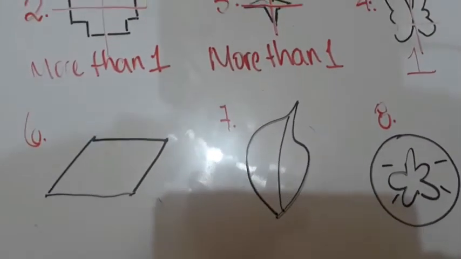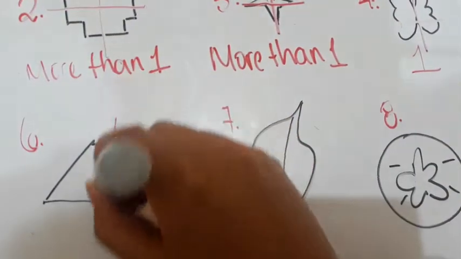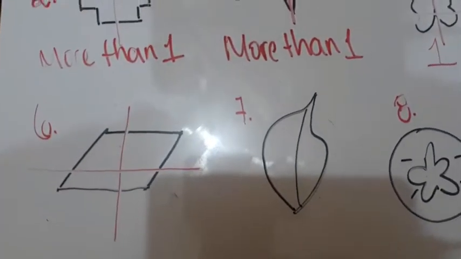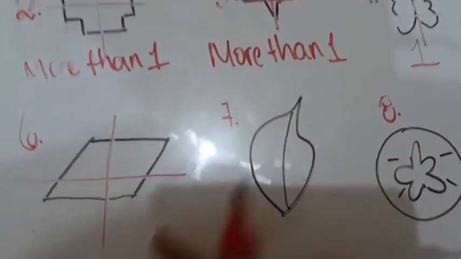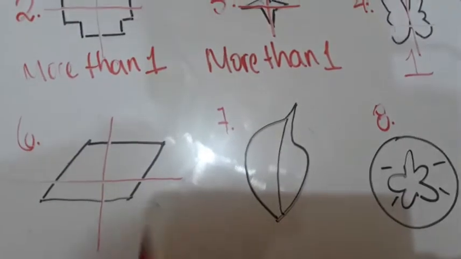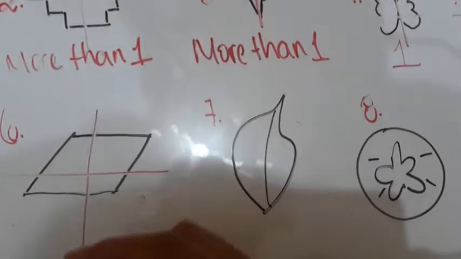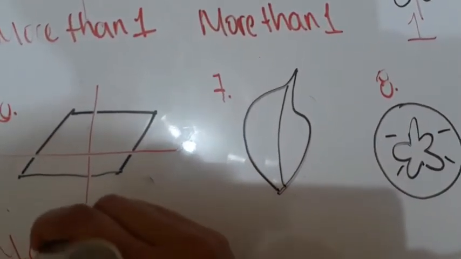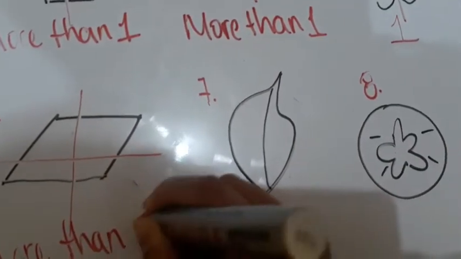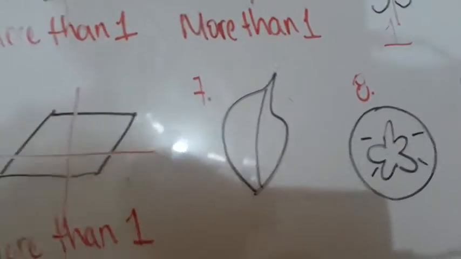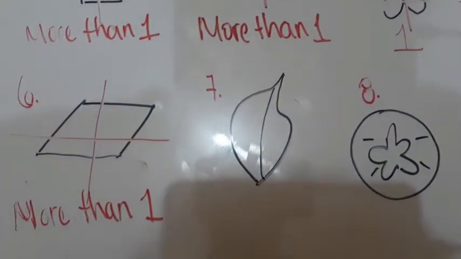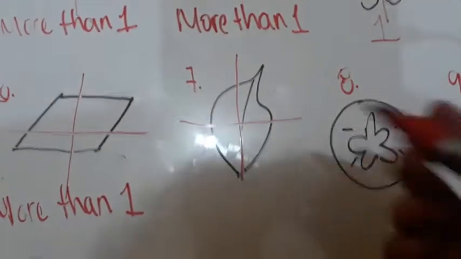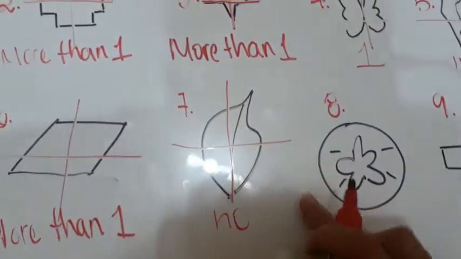Let's go with number 6. Okay, we're going to try. If you notice, we can have 1 and 2. Here I can have right angles, but in your book we can have similar lines. So we are going to write more than 1. We have 2 lines. Okay, more than 1. Let's go with the leaf. If I make this or I make this, I don't have the same. No. So we are going to write no. Let's go with number 8.